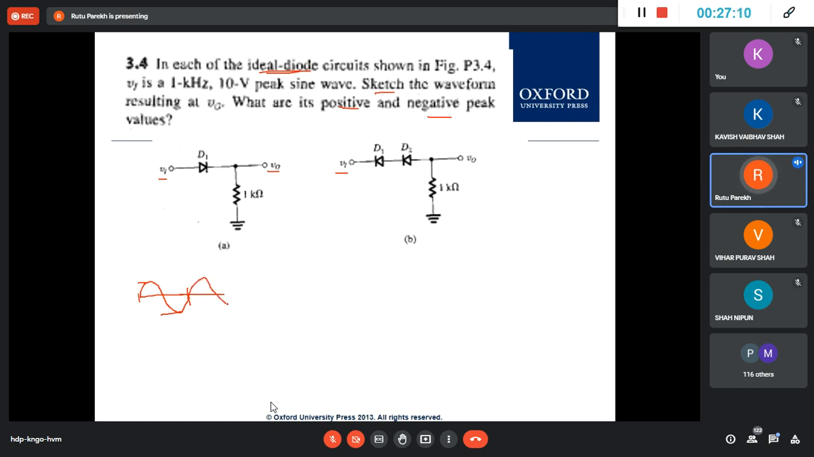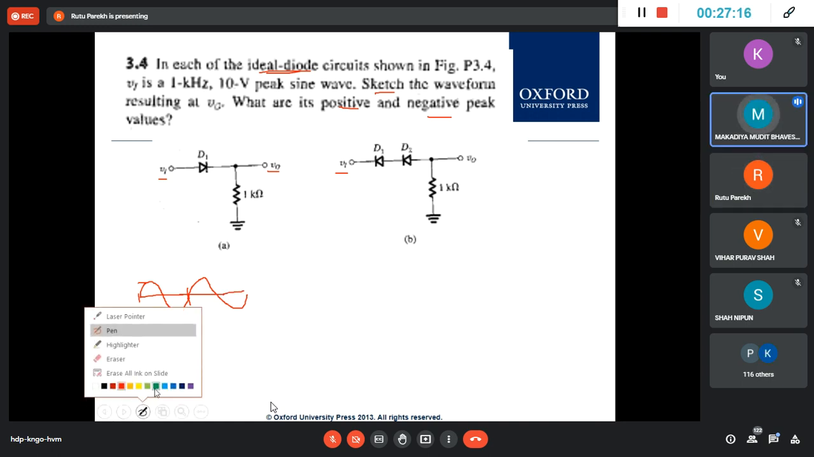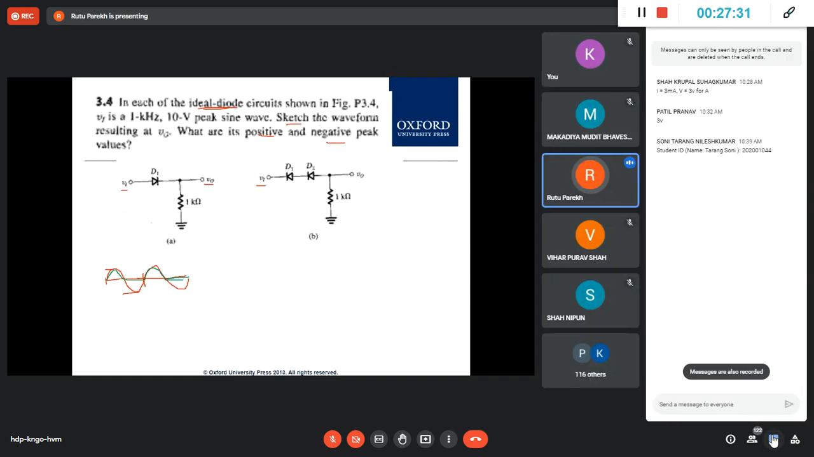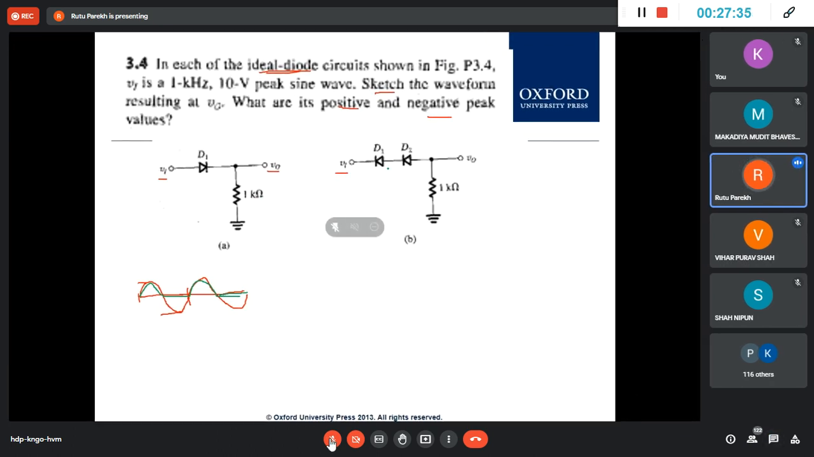So if your input is like this, a sine wave, then your output will be what? Sine wave with only the positive cycle. Excellent. I'm proud of you. See, then I'm just superimposing. Okay. This is the 0 line. So that will be your output. And your negative is 0, so just a straight 0. Okay, so that is your output here.